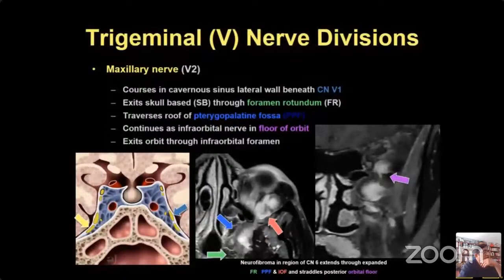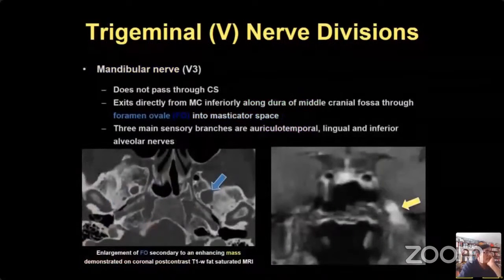If you look at its course, it courses into the intracavernous portion. Underneath the V1, it exits the skull base through foramen rotundum right there, and then it drops into the pterygopalatine fossa. And you can see that these are the different segments of the orbital floor. So this is the foramen rotundum, this is the pterygopalatine fossa, this is the infraorbital fissure, and then you can see that in the orbital floor right there. And that's because it's a schwannoma, you can see it much better, of course.